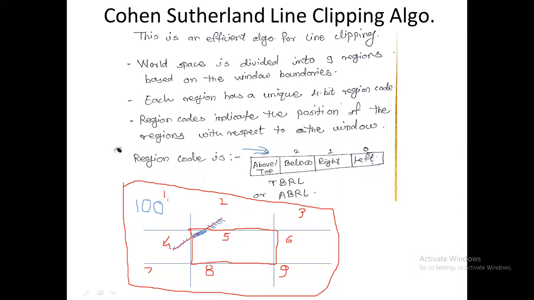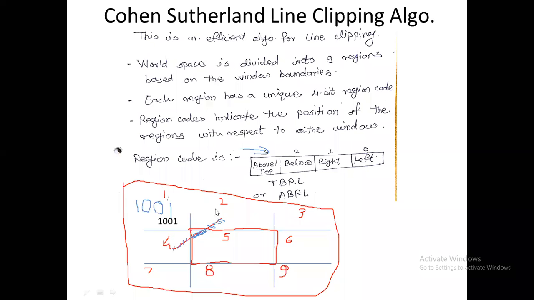Is it on the left hand side of the window boundary? Yes, it is on the left hand side of this boundary. That's why this bit will be set to 1. So now the region code for the first region I have identified as 1001. So we will check, yes, this is the correct code.